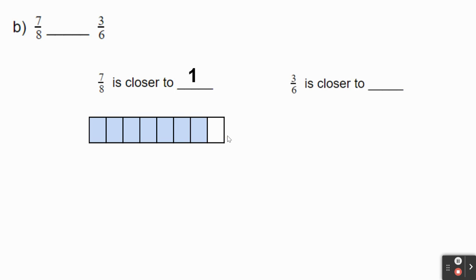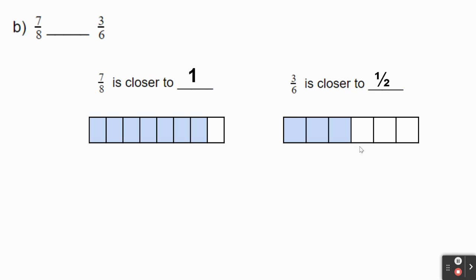Now we have 3/6. So in our visual model, we'll have 6 parts with 3 of them shaded. Well, half of 6 is exactly 3. So this actually represents half of the model shaded. So 3/6 is closest to the benchmark fraction 1/2.